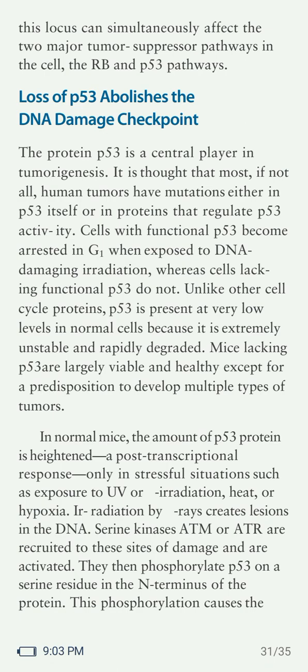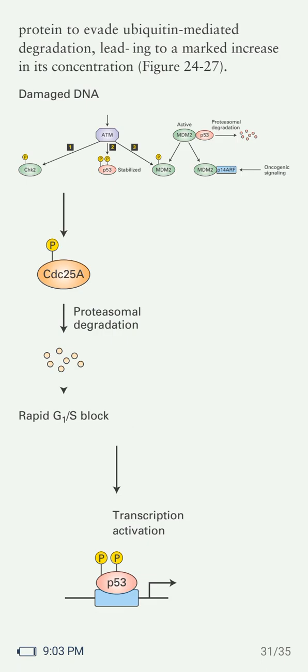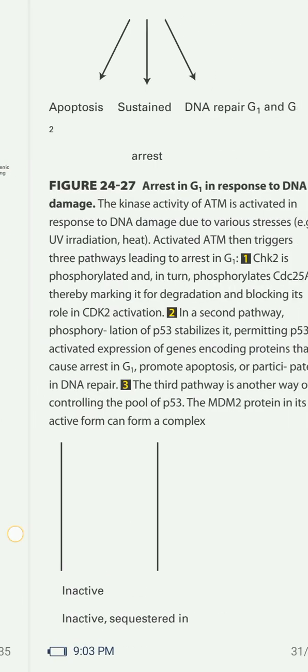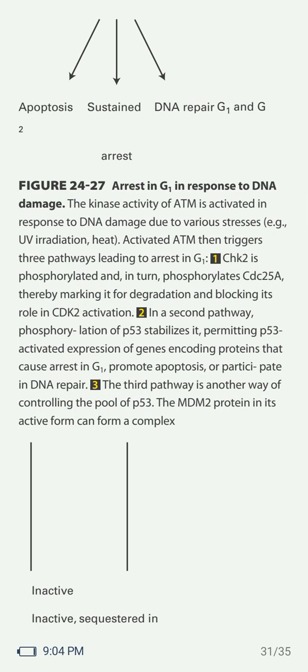In normal mice, the amount of p53 protein is increased by a post-transcriptional response only in stressful situations such as exposure to UV or radiation, heat, or hypoxia. Irradiation creates lesions in the DNA. Serine kinases ATM or ATR are recruited to the sites of damage and are activated. They then phosphorylate p53 on a serine residue in the N-terminus of the protein. This phosphorylation causes the protein to evade ubiquitin-mediated degradation, leading to a marked increase in its concentration, and then arrest in G1 in response to DNA damage.